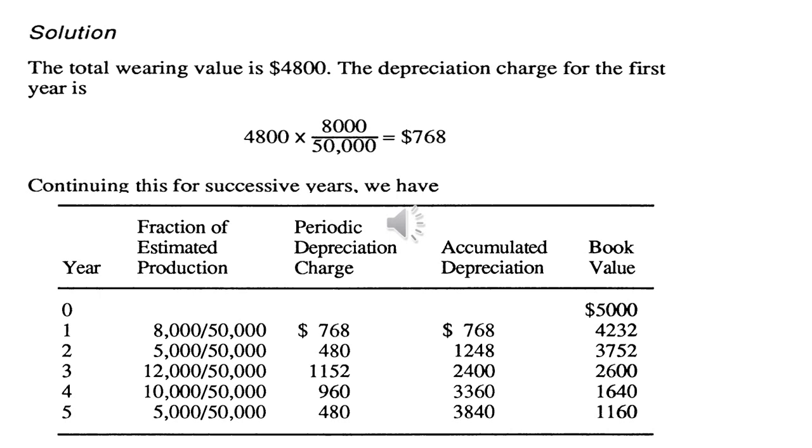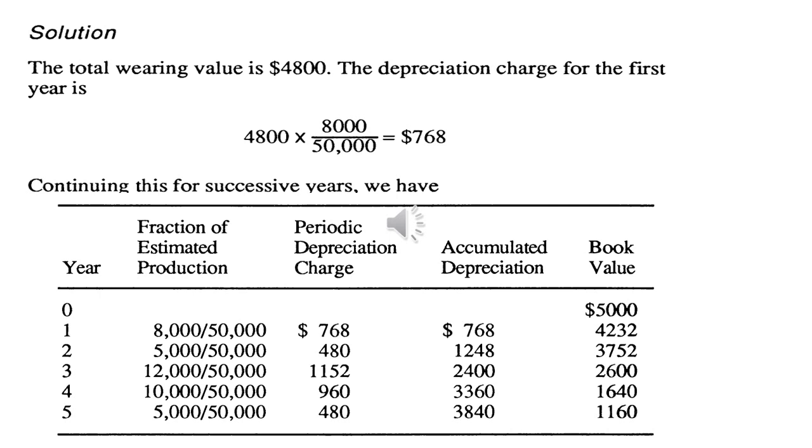In the second year, 4,800 multiplied by 5,000 units over 50,000 units to take the periodic depreciation charge 480. 480 must be added to 768 to have a result 1,248. 1,248 must be subtracted from 4,232 to give our result 3,752.